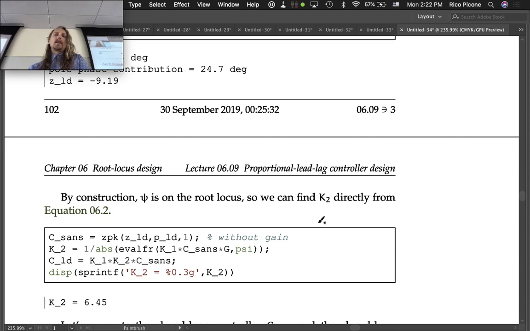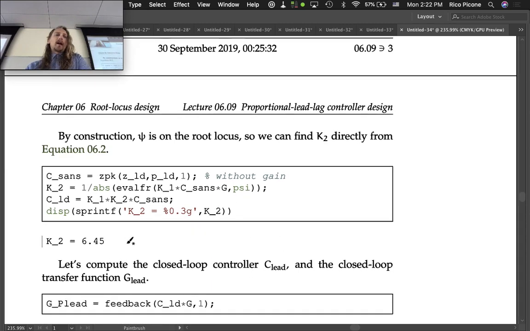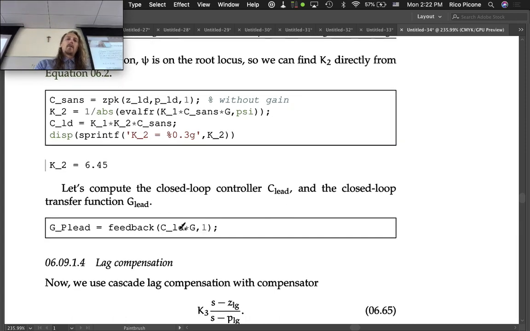So we can find K2 directly from equation 6.2, which just tells us how to compute the required gain. And we printed out 6.45. Now let's compute the closed loop controller C lead and the closed loop transfer function G lead using this. The C lead was already computed, so then we just used it to compute the closed loop transfer function G lead.